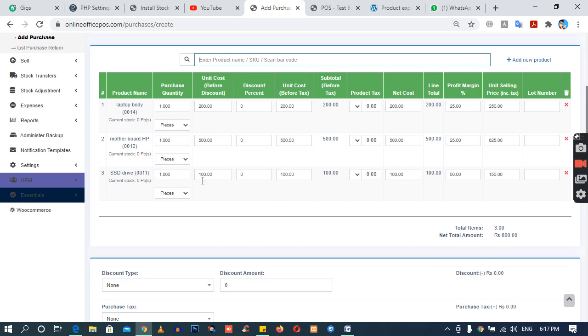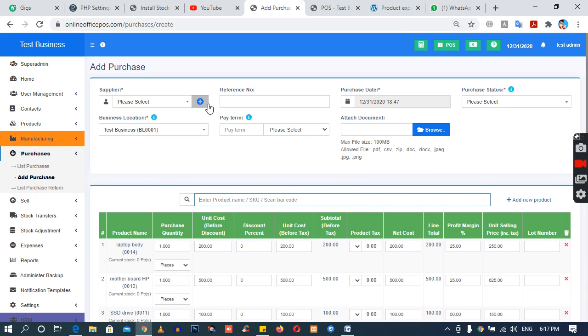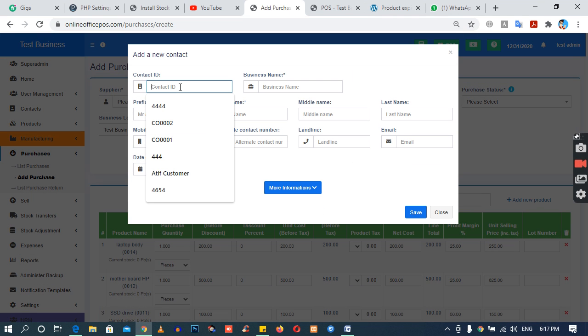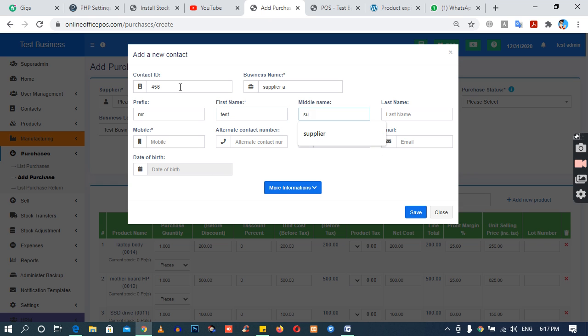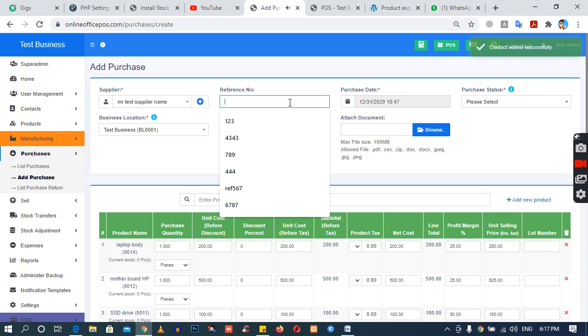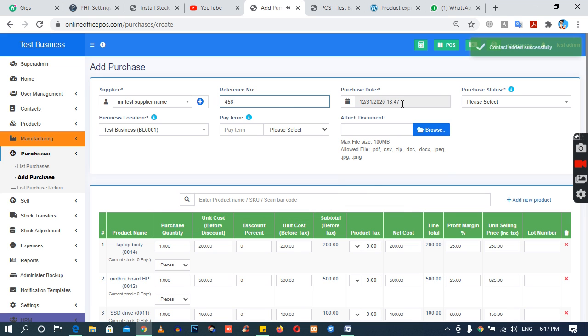We put all four products here. We add our supplier name, supplier A, Mr. Test, supplier name, phone number, and save. The reference number is 456. Today I am purchasing and I have received the stock, and you have to do nothing.